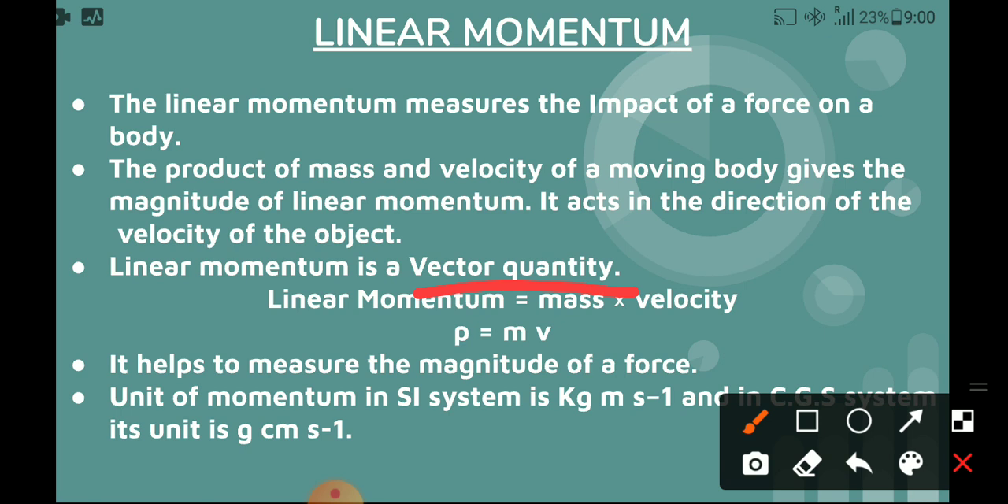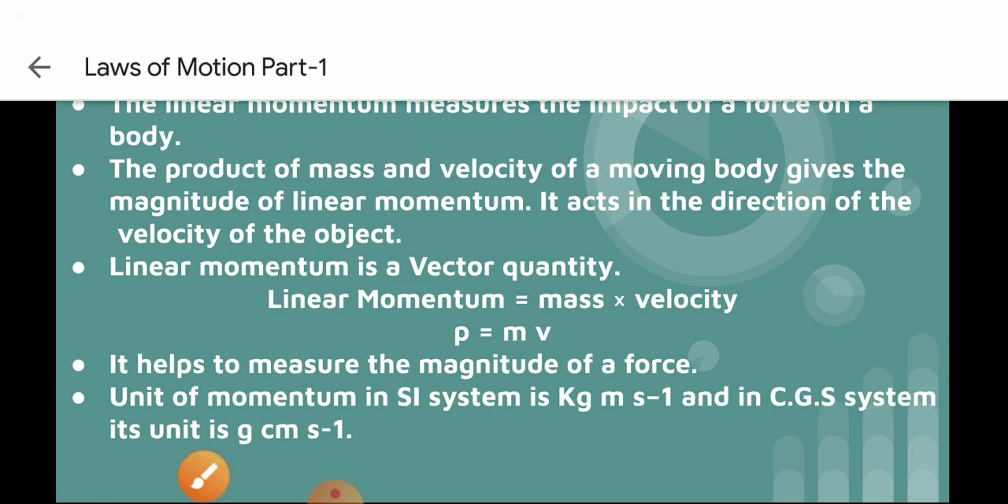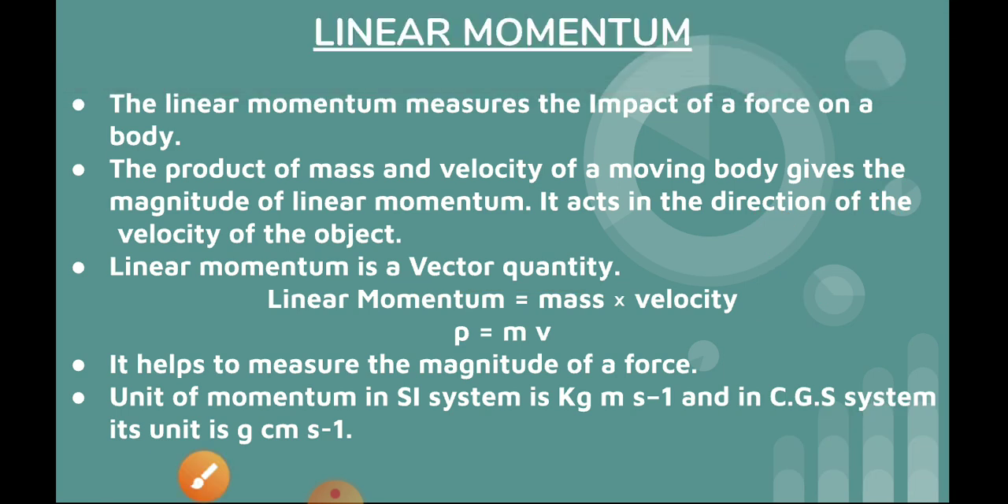Linear momentum is a vector quantity. Linear momentum is equal to mass into velocity. It helps to measure the magnitude of force. Next we are going to see the units of momentum. The unit of momentum in the SI system is kilogram meter per second, and in the CGS system its unit is gram centimeter per second. The units are important.